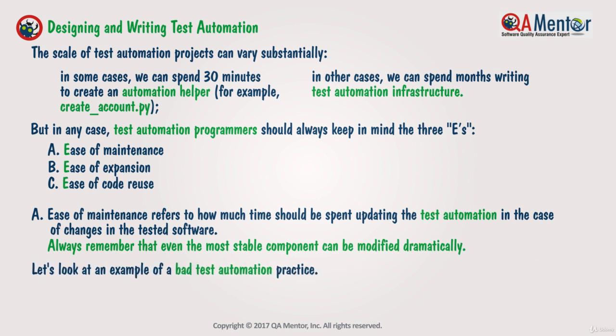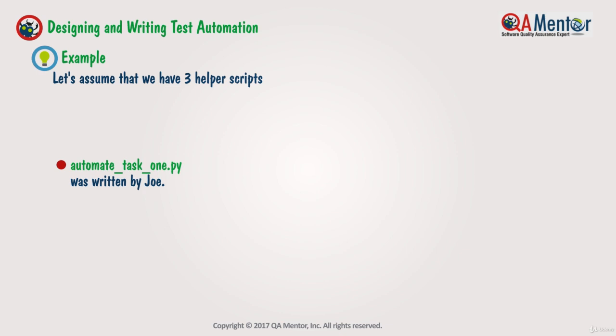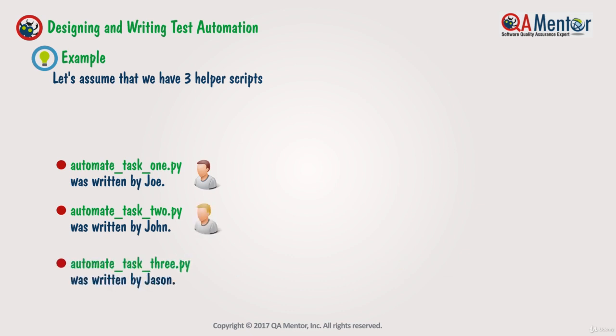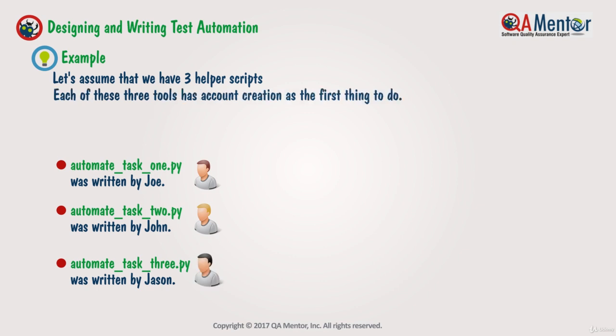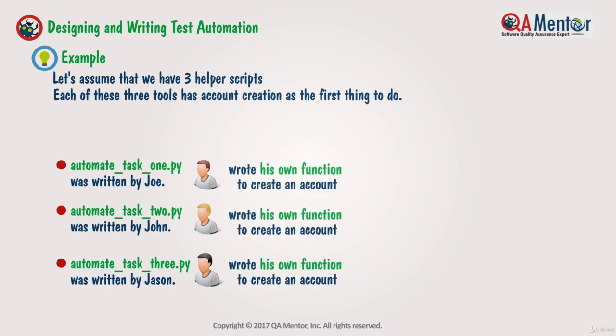Let's look at an example of a bad test automation practice. Let's assume that we have 3 helper scripts. Automate task1.py was written by Joe. Automate task2.py was written by John. Automate task3.py was written by Jason. Each of these 3 tools has account creation as the first thing to do. So Joe, John, and Jason each wrote his own function to create an account.